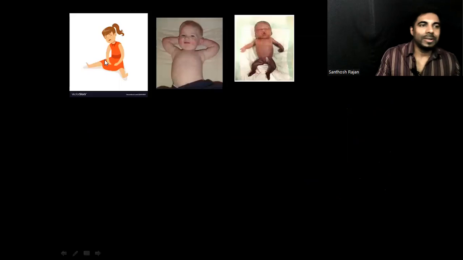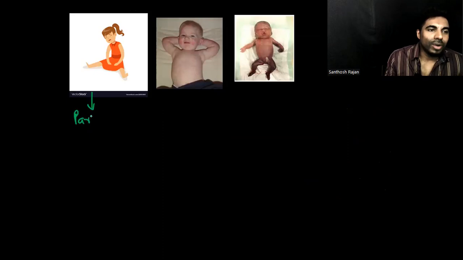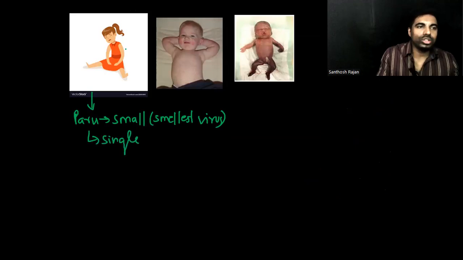See, this is the beautiful what? This is our small girl, Paru. Paru is small. She is very small because parvo is the smallest virus. The biggest one is pox. Pox is the biggest one. Smallest is your Paru. Number one, smallest virus. Number two, she is single. See her single ponytail too. Everything about her is single, in case you forget.